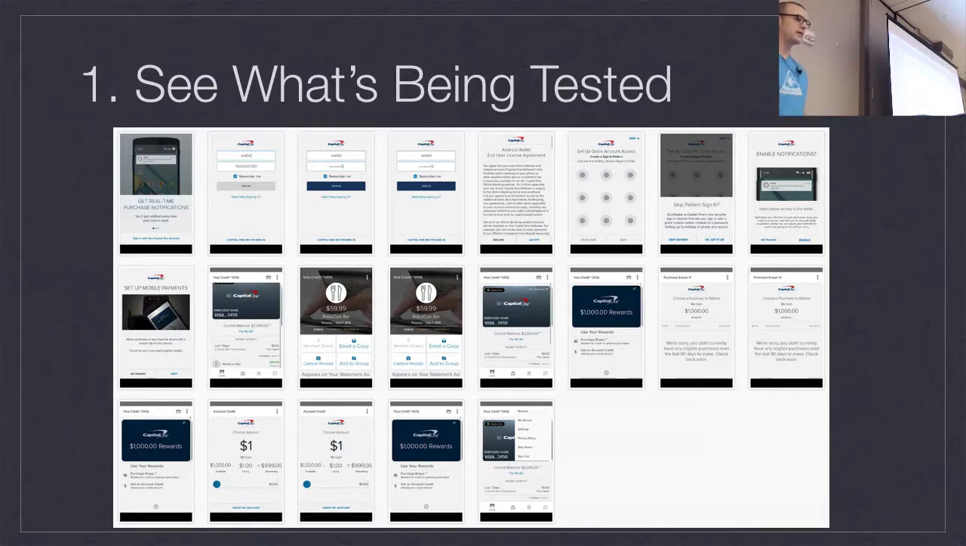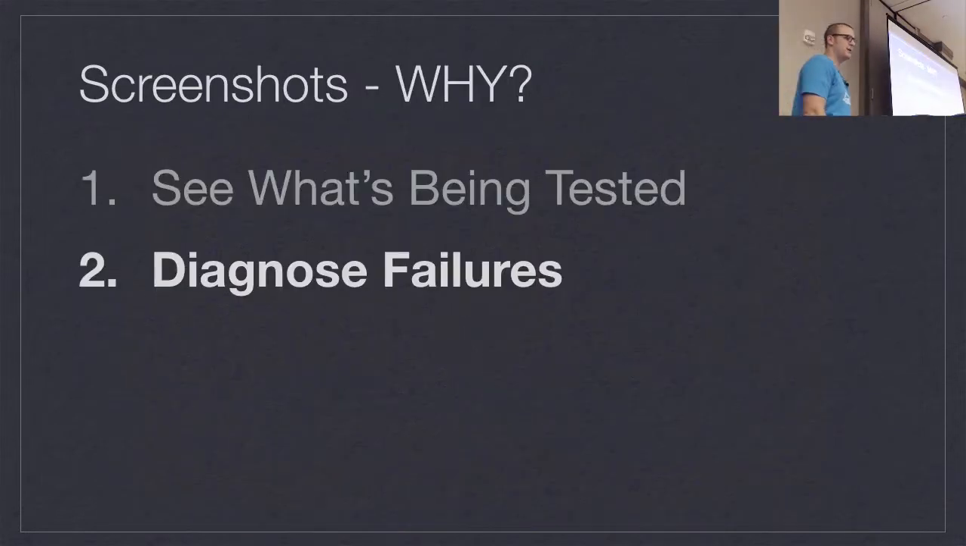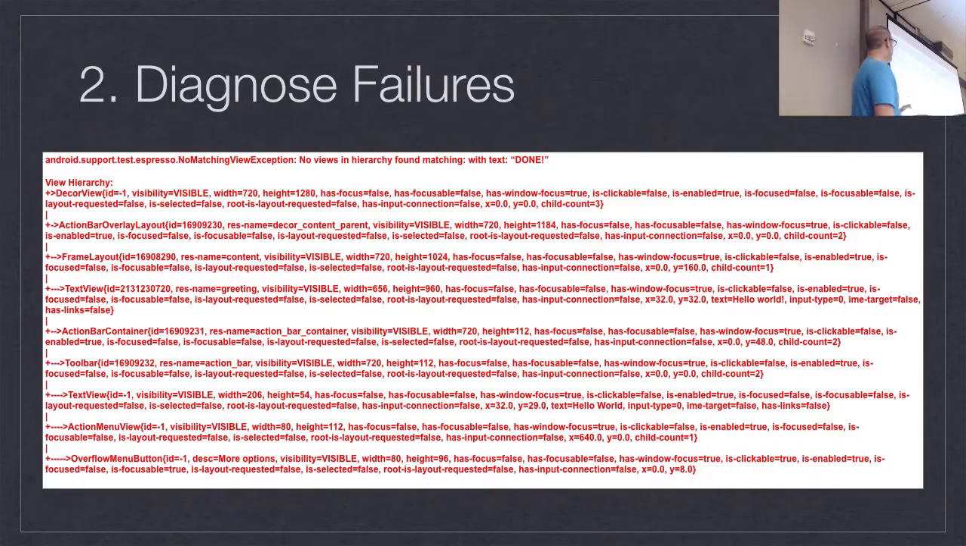So you can see what's being tested. Number 2 reason is because if anybody's written Espresso, you see this. And this is a dump of the view hierarchy. So it's a text representation with like a plus dash, and a plus dash dash, which kind of is showing that view hierarchy that we saw before.